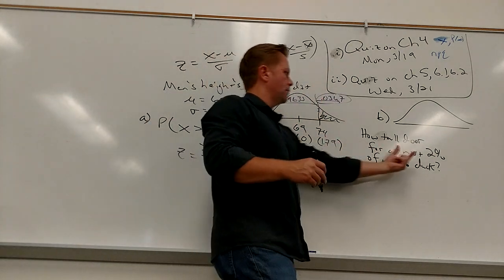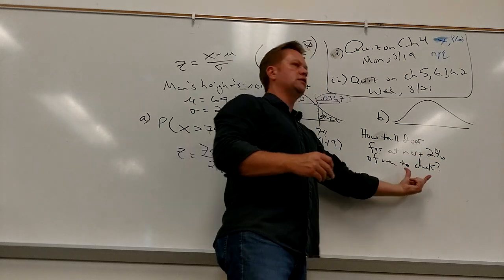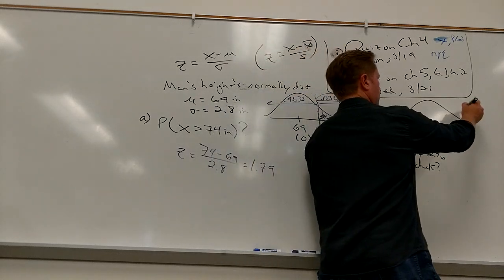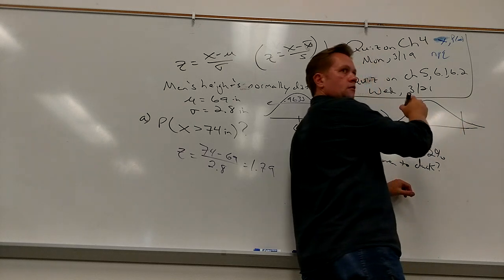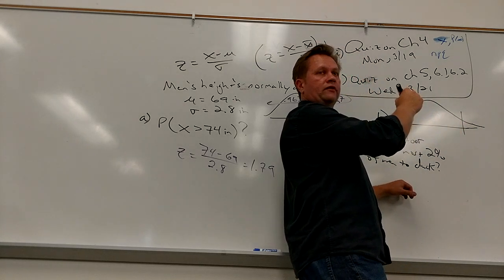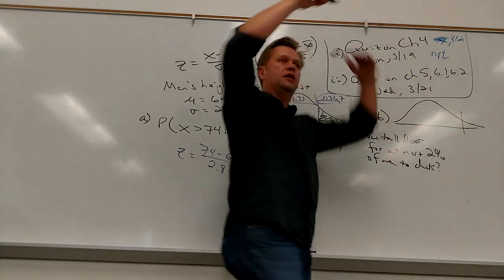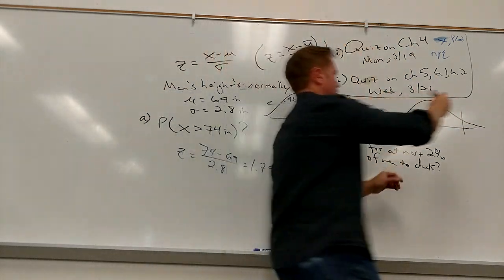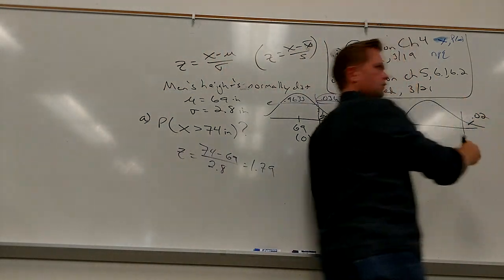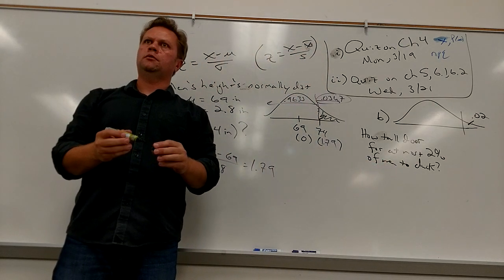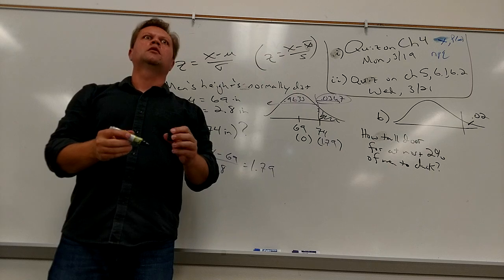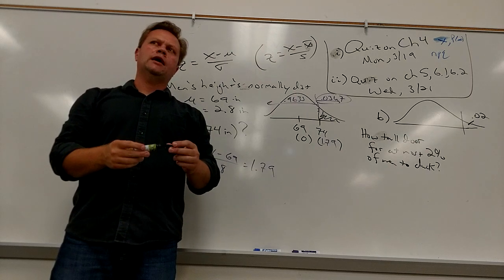So I want at most 2% of men to have to duck. So wherever I put it, where's the 2% going to be? Who would have to duck? The people that are taller than the door, right? So this would be 0.02. All right, maybe. What can I find from that?